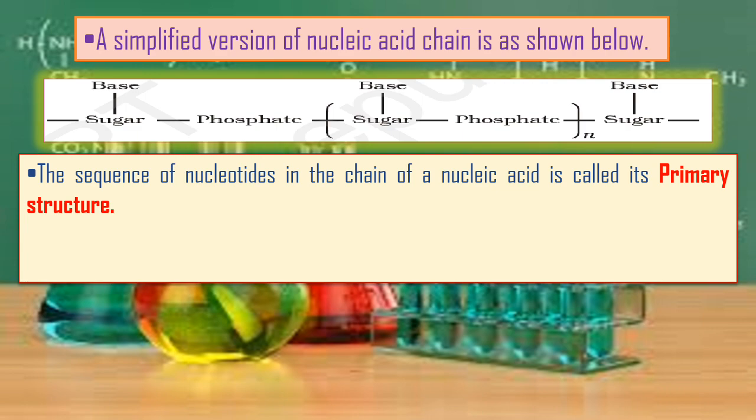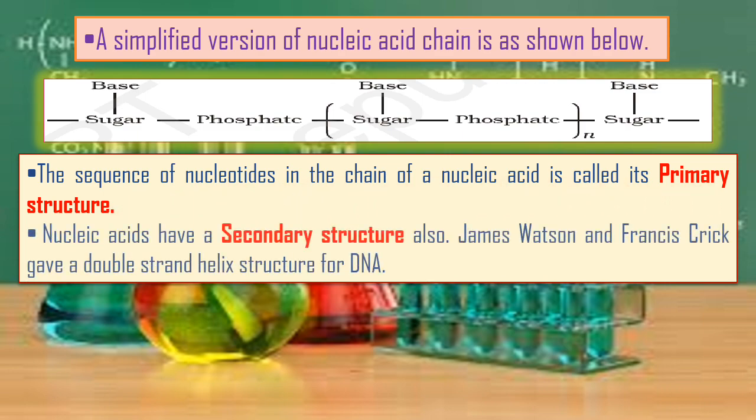And this sequence, the arrangement of nucleotides in the chain, can you see it in this sequence? This sequence of arrangement of nucleotides in a chain is called what? Primary structure. We come across primary structure in a protein, no? Isn't it? Likewise here also we have a primary structure, the sequential arrangement of nucleotides.